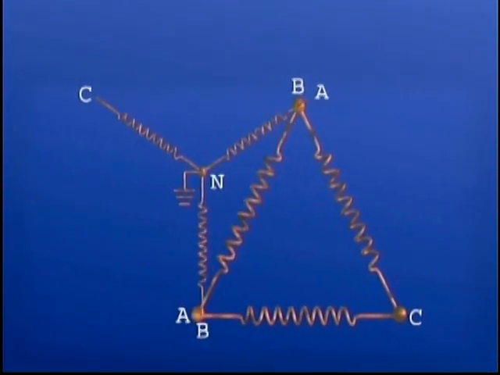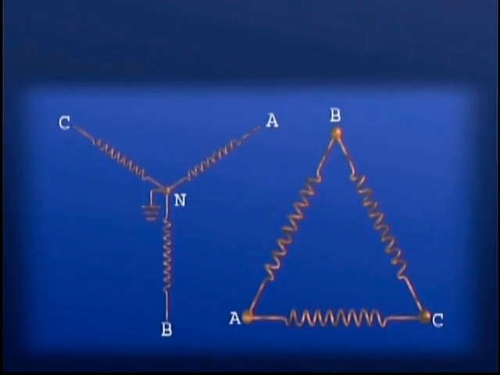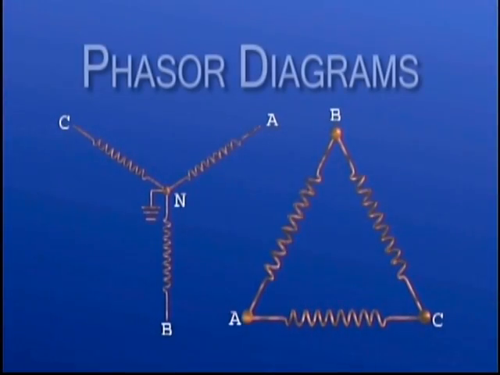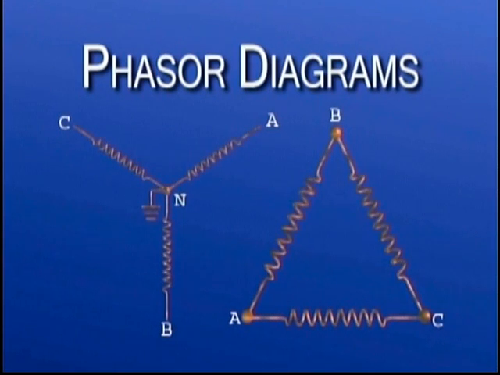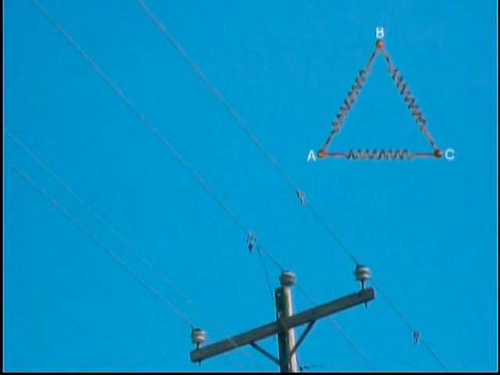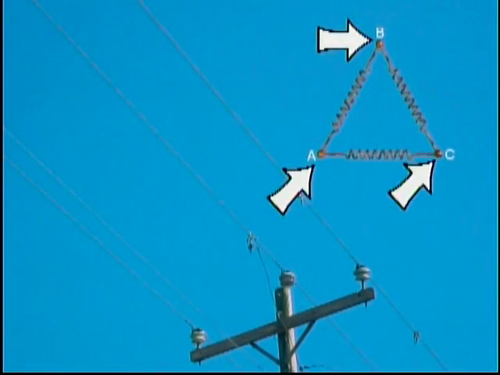The graphic representations of delta and Y systems are referred to as phasor diagrams. Phasor diagrams can be used to show a number of different relationships within a power system. For our purposes, we'll use phasor diagrams to demonstrate primary distribution systems and how transformers can be connected within those systems. We'll begin with the delta system. The delta primary system consists of three primary phase wires. On the delta phasor diagram, primary phases are represented by points A, B, and C.